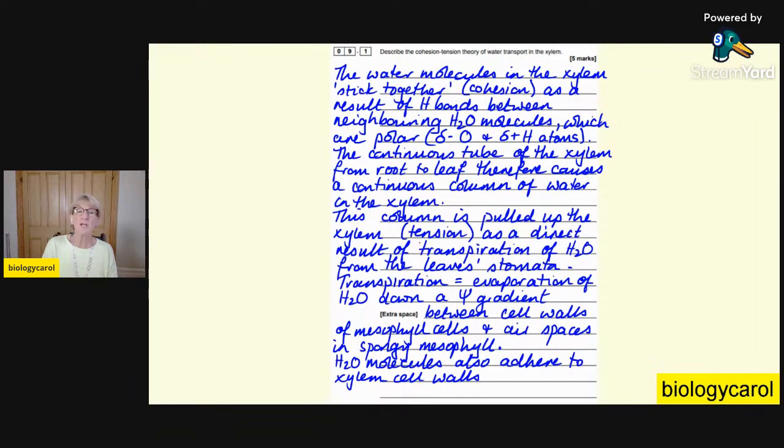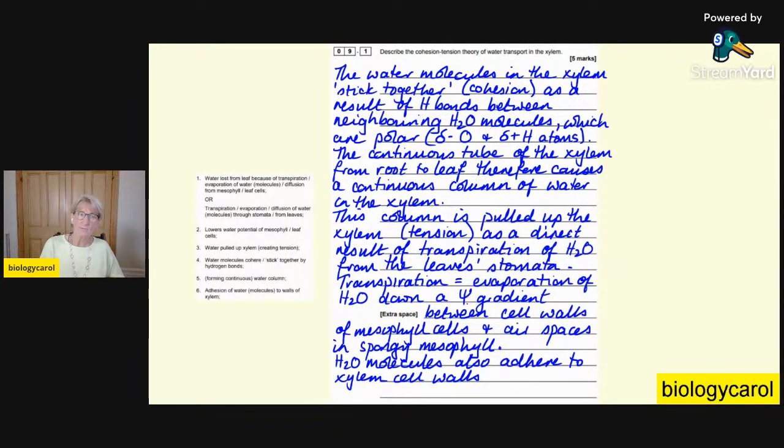This column is pulled up the xylem. Tension, another word for tension is pulling. Think of a tug of war match with the rope. As a direct result of transpiration of water from the leaf stomata. Didn't quite know whether we'd need more information on transpiration, so I gave some more information. And finally, I remembered, okay, there's also the whole thing of the water adhesion to the walls of the xylem vessel.